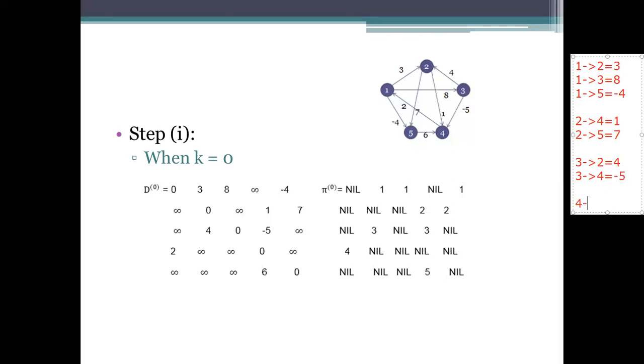Whether 4 has an outgoing edge or not, it has only one outgoing edge, which is to 1, equal to 2. And the last one here is 5. 5 has an edge to 4, which has the value 6.